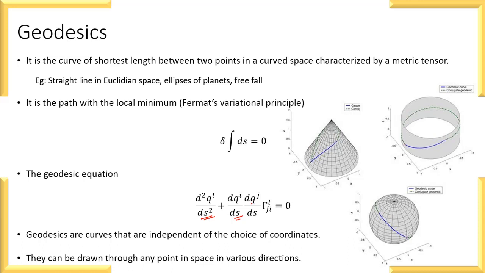So geodesics are curves which are independent of the choice of coordinates. Since we are talking about tensors, it is obvious that they are independent of coordinates. There can be more than one geodesic for a particular travel between two points. It is possible to have more than one geodesic, but the only thing is that the local distance between them should be the shortest.